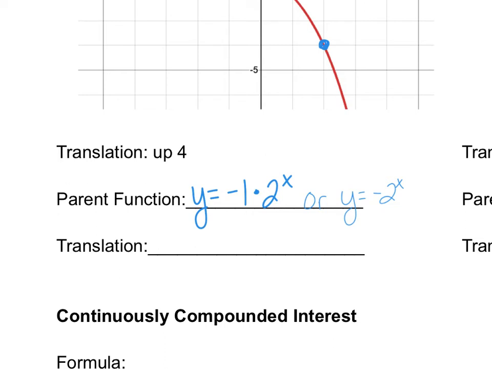Okay, so now what is that function translated up 4? So it would be y equals -2 to the x. Up 4 would just be on the outside plus 4.